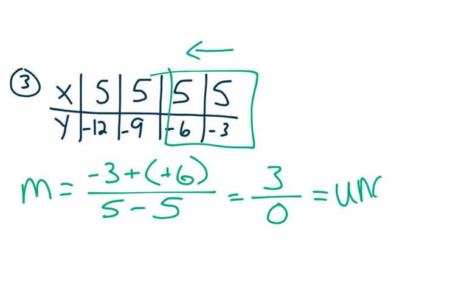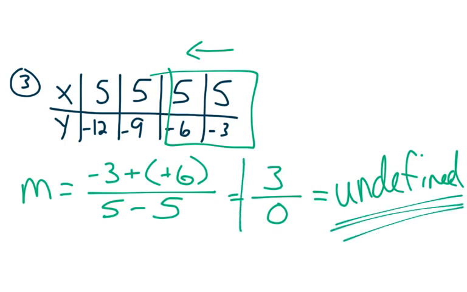It's the word undefined. Okay? You cannot have 0 on the bottom and get an actual number. It's not possible. So when you have 0 on the bottom, like this problem right here, your answer is undefined. If you leave this on your quiz or a test, I'm going to take points off. The answer here is undefined. Okay? You need to write the word undefined.